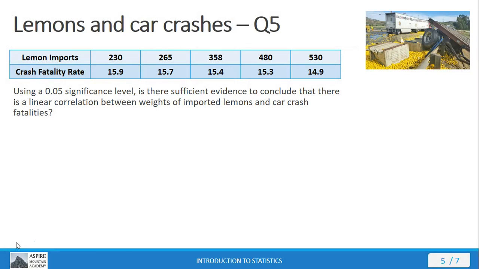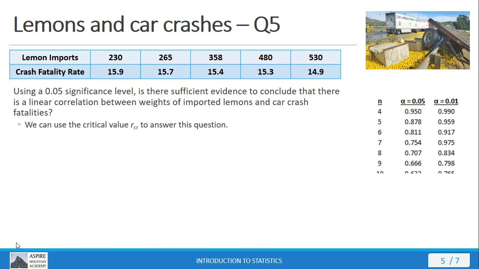The fifth question was, at the 5% significance level, is there sufficient evidence to conclude linear correlation? This is pretty simple to work out too. We'll use the critical value to answer the question. So here's our table of critical r values. Notice we've got 5 pairs of data, so our sample size is 5. At the 5% significance level, where those two intersect, is 0.878. So here we've got 5 for our sample size, 0.05 for alpha, and where those two intersect, that's the 0.878.